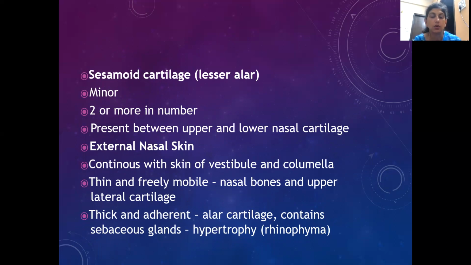Talking about the skin of the nose, the external nasal skin, it is continuous with the skin of the vestibule and columella. It is thin, freely mobile over the areas of nasal bone and upper lateral cartilages, while it is thick and adherent over the LR cartilages, and it contains sebaceous glands. There is a clinical condition which is called as rhinophyma, which arises because of hypertrophy of these sebaceous glands, which are located over the LR cartilages.